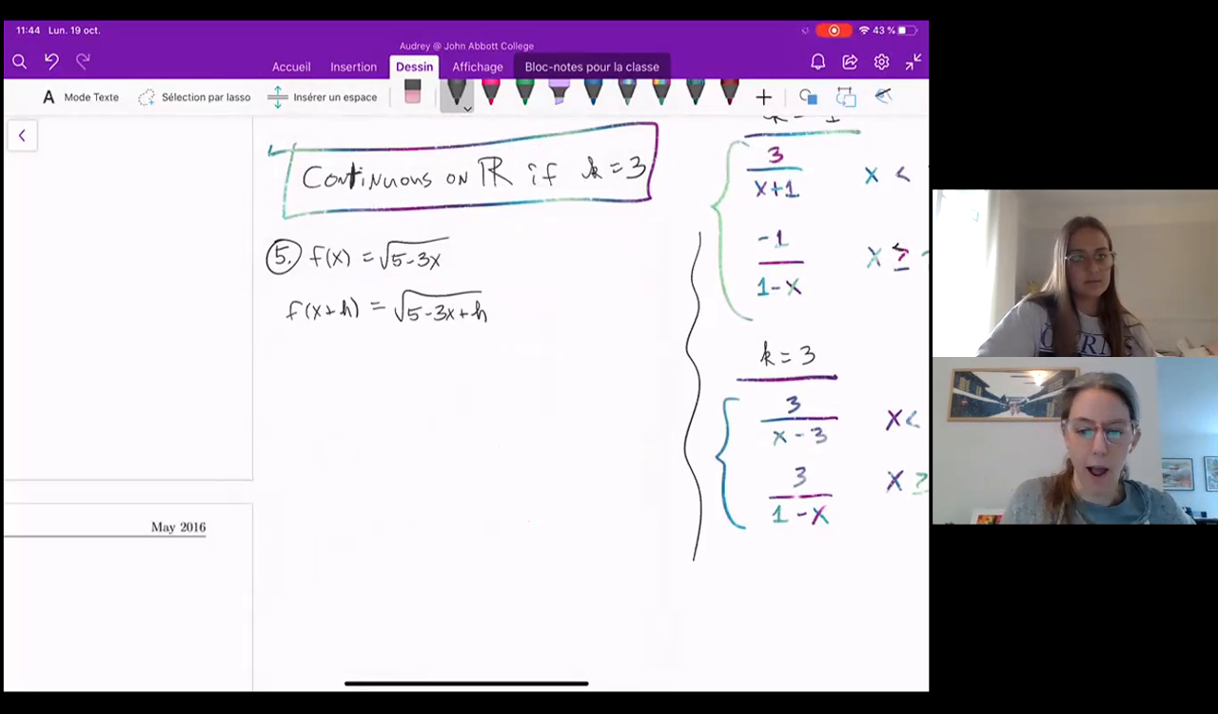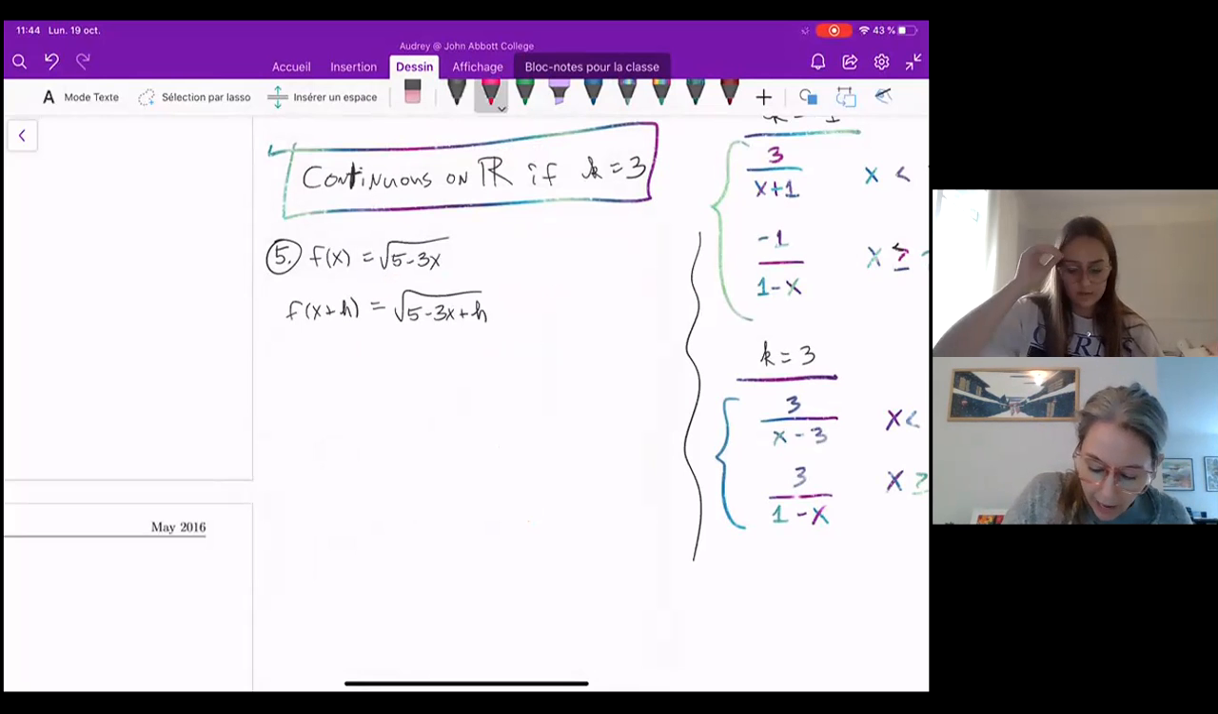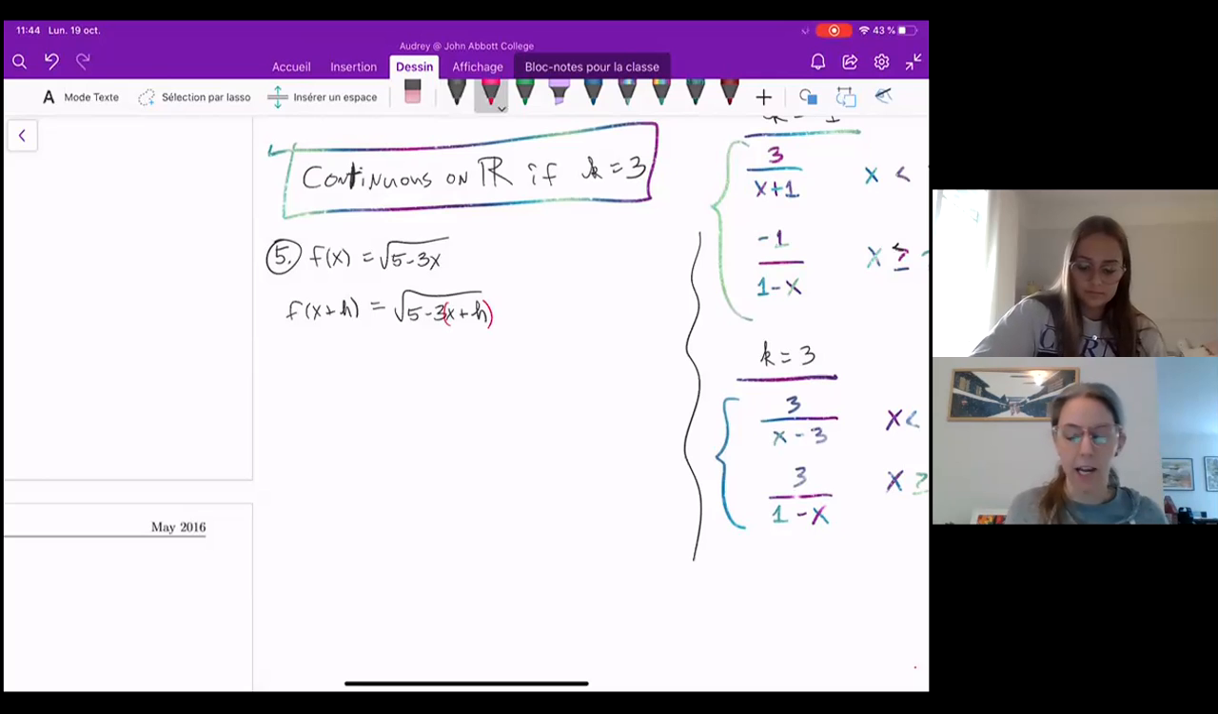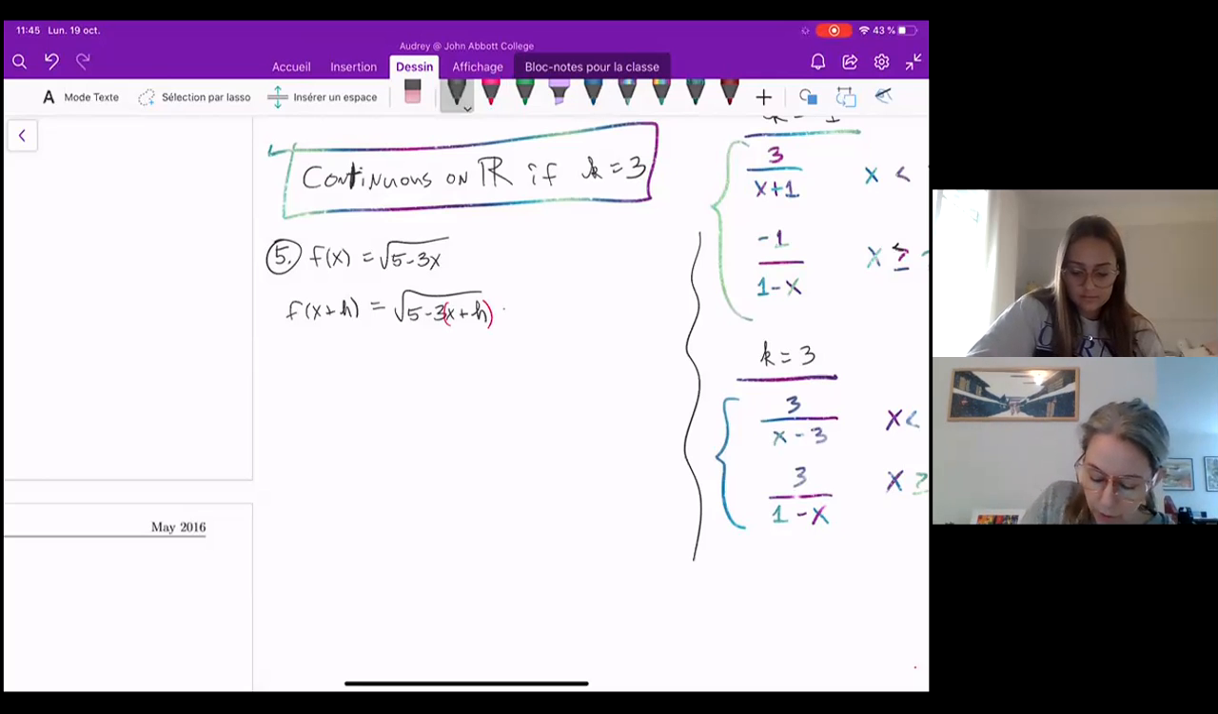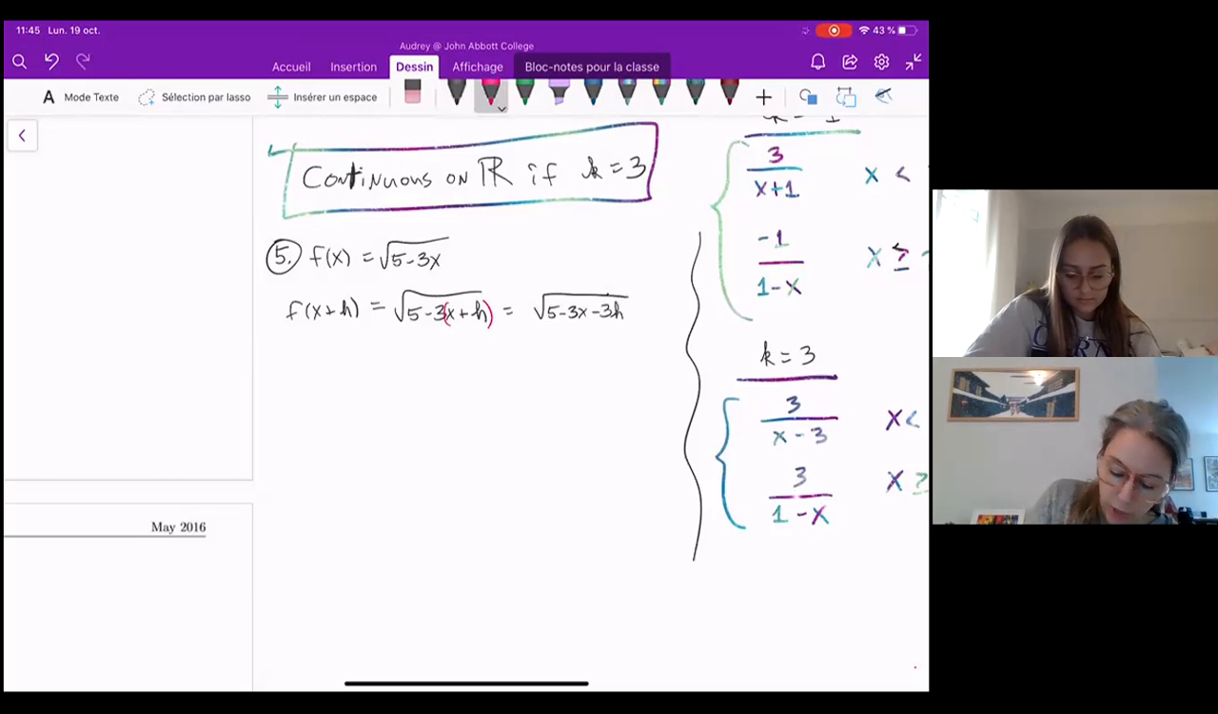You got it, Kiana. Brackets. Good job, David. So I need brackets around x plus h. Remember, your x plus h should always be in parentheses. That's important because what that makes this is 5 minus 3x minus 3h. That 3 right there is getting distributed to both of the things inside. So just make sure to always put your x plus h in parentheses. And now we can put this into our limit definition.